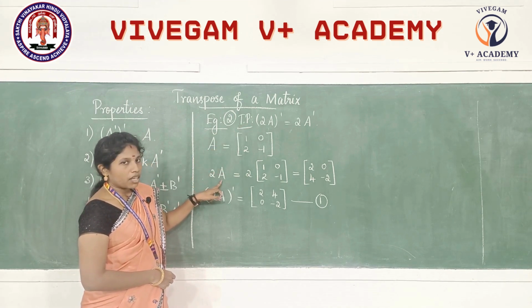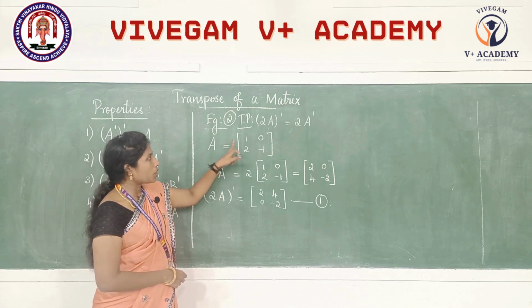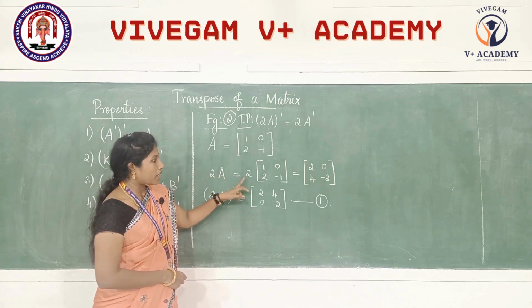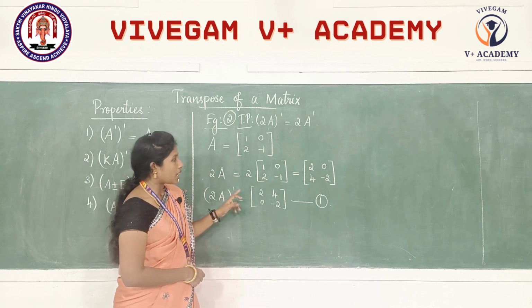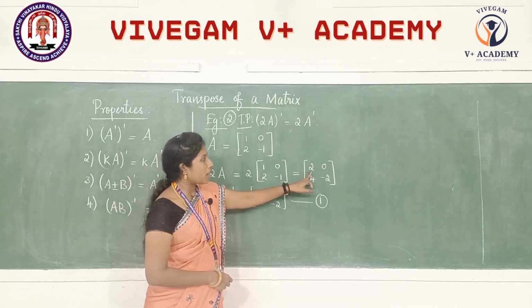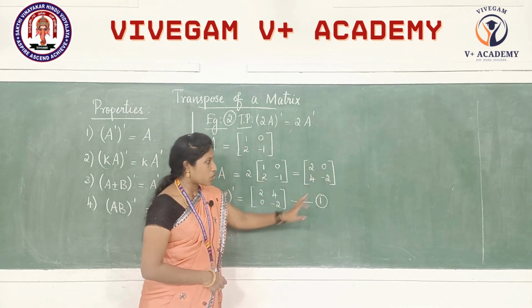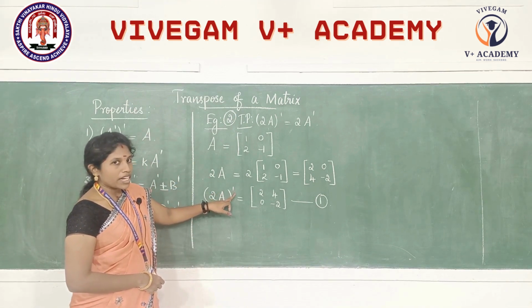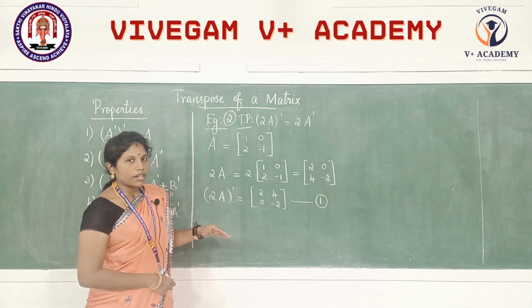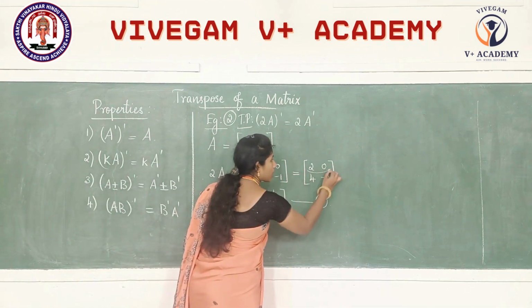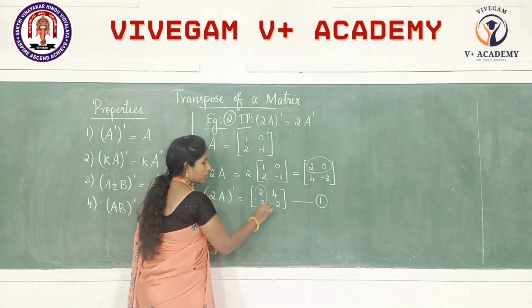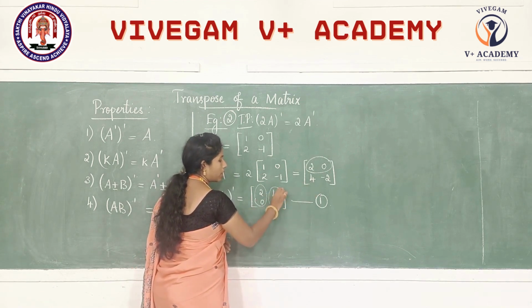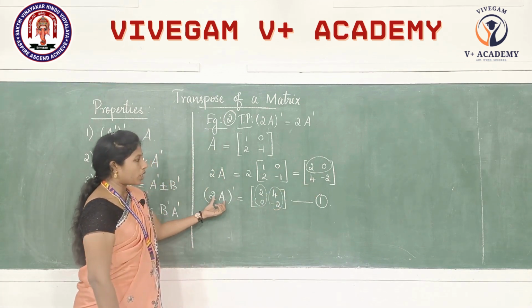So 2 times A. What we have to do? Multiply 2 with all the entries of the A matrix. So we are multiplying the matrix A by 2. So the entries are 2, 0, 4, minus 2. Now for this 2A you have to take a transpose. Transpose means just interchange the rows and columns. So I am taking this row as a column, then the second row as the second column. So this is the value for (2A) dash.